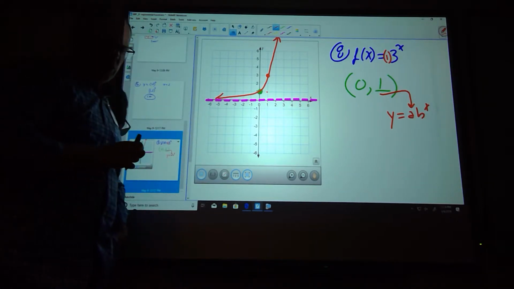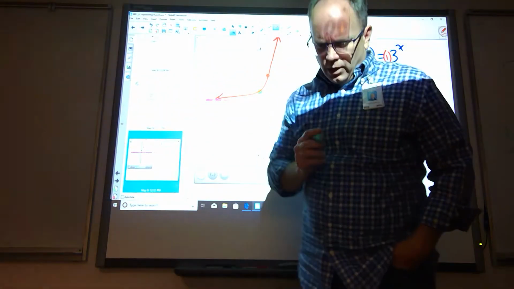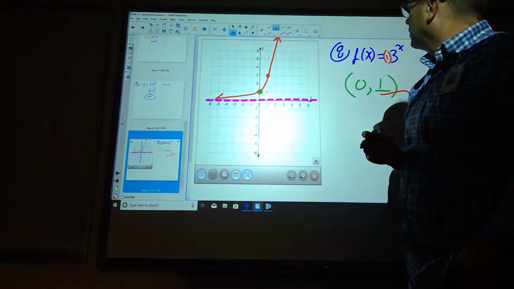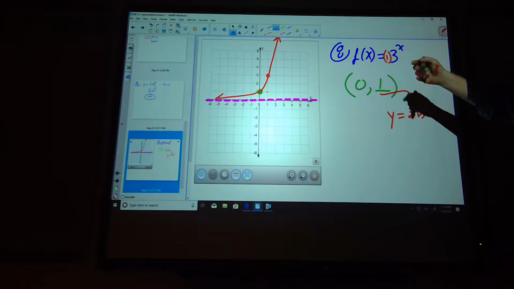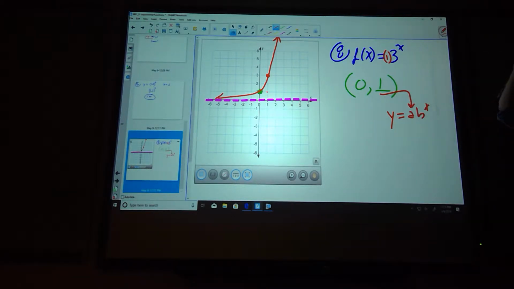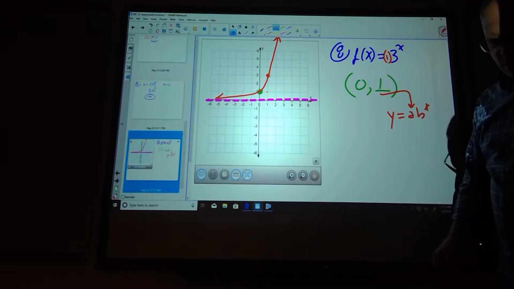Okay? So it says compare the graph to the parent function graph. Well, that's basically the parent function of 3 to the x. It's not really doing much. And then the domain.